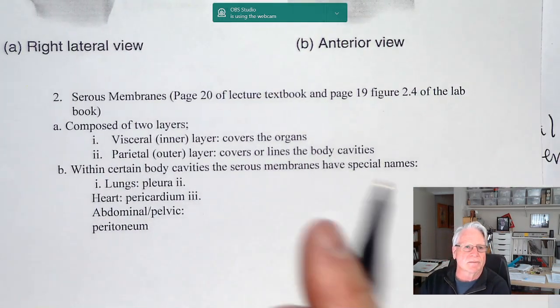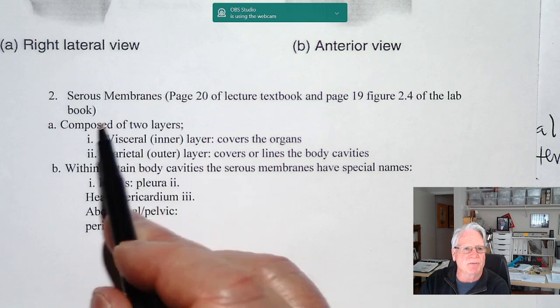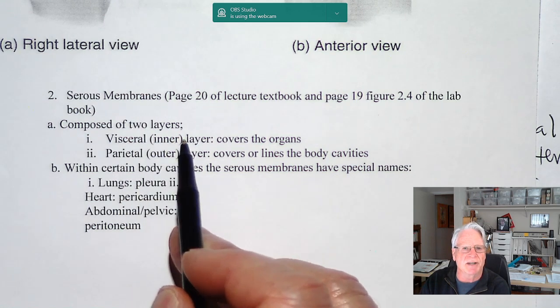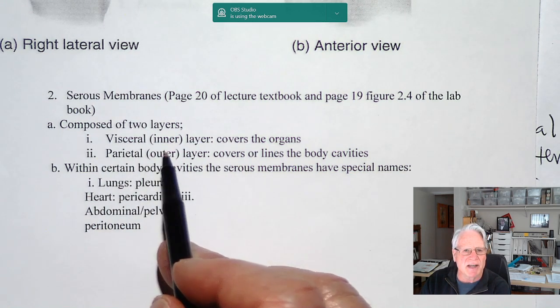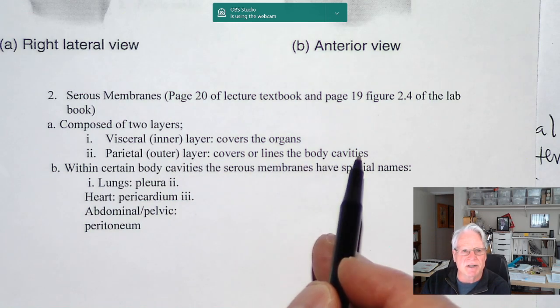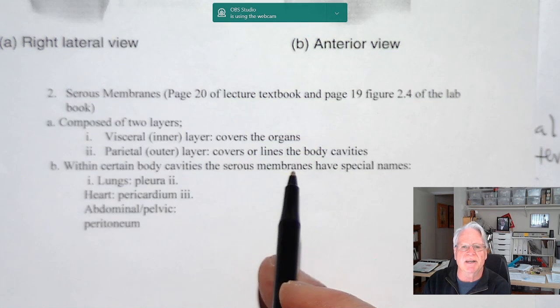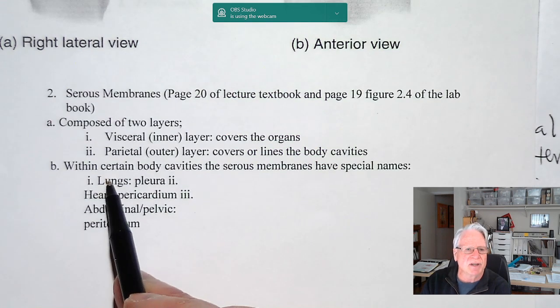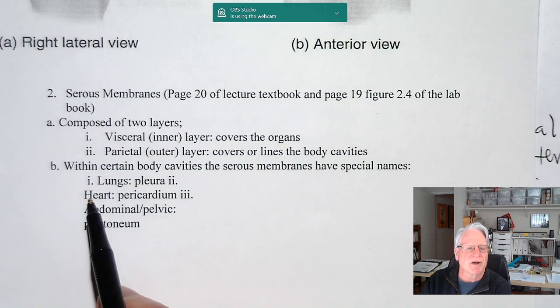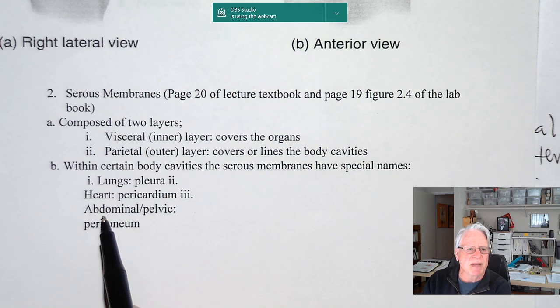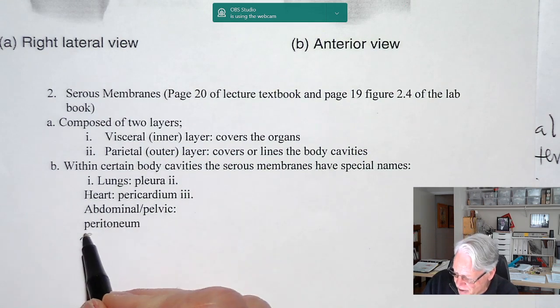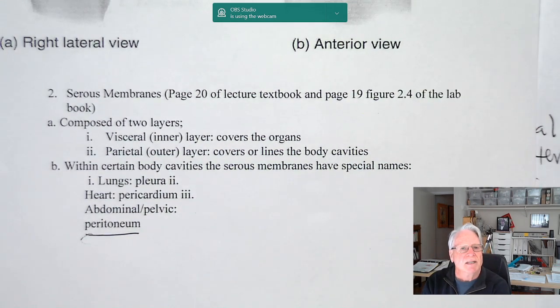So this is what we covered, the serous membrane. We compose two layers, the visceral layer, which is the inner layer, covers the organ. The parietal layer is the outer layer, covers or lines the body cavities. And then within certain body cavities, serous membranes have special names. With the lungs, it's the pleura. With the heart, it's the pericardium. And the abdominal pelvic cavity, it's called the peritoneum. So we don't make a distinction here with different organs inside the abdominal pelvic cavity. So it's all the peritoneum.